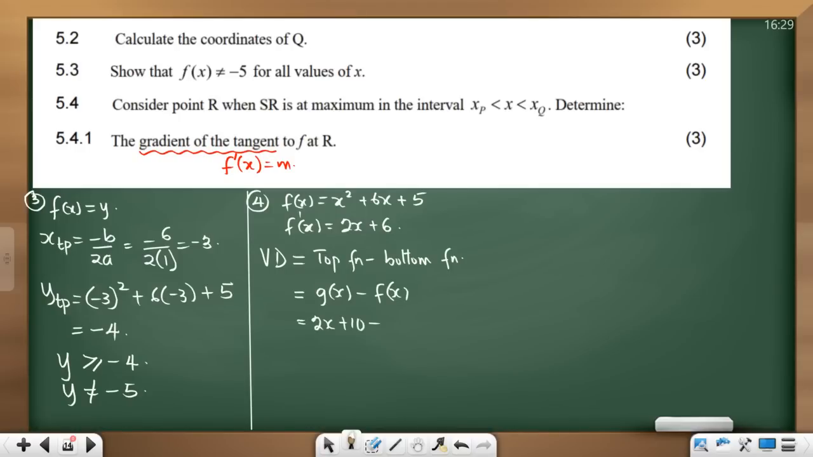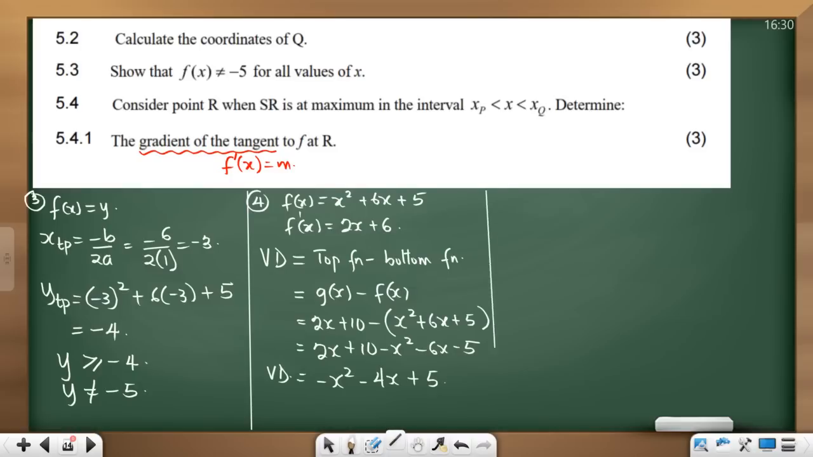2x plus 10. Please use a bracket and write what you are doing so that you see clearly. What do you have? 2x plus 10 minus x squared. Don't do shortcuts, okay? What do you have? Negative x squared. What is 2x minus 6x? Negative 4x. 10 minus 5. Now, that is the vertical distance. But the examiner said maximum vertical. Oh, it's a maximum. What do we do?